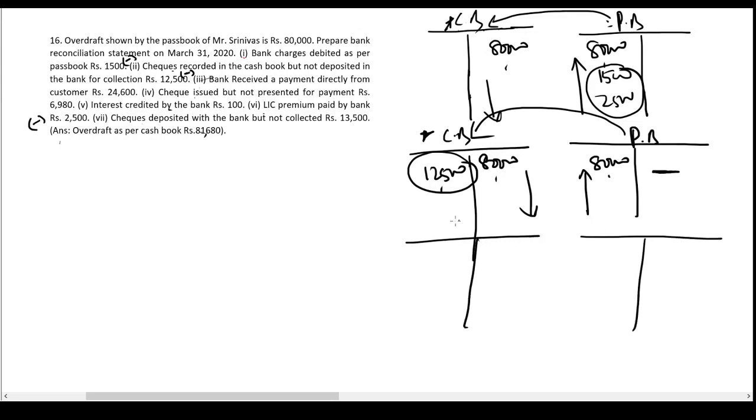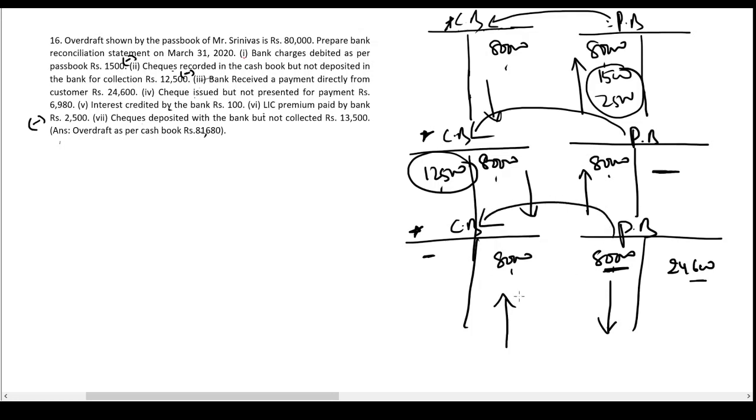Next. Bank received a payment directly from the customer rupees 24,600. So when the bank receives money on our behalf, it is a deposit for us, hence credited in the passbook. But there is no corresponding deposit in the cash book. Passbook started with the debit balance and there is a credit, so balance will reduce here, the balance will be higher here. What should I do to the passbook to make it equal to cash book? I have to increase it by 24,600. So this item will be plus.